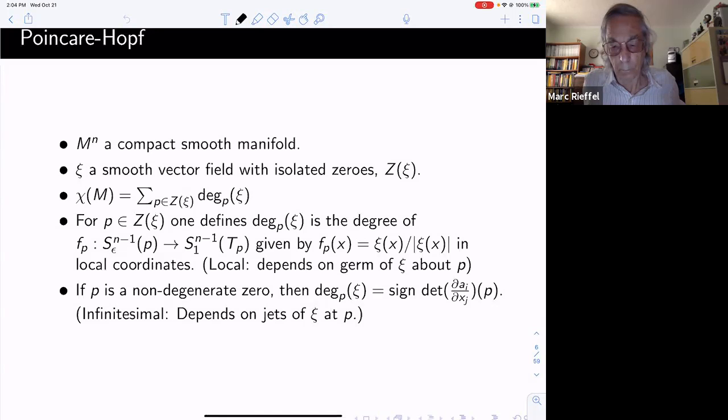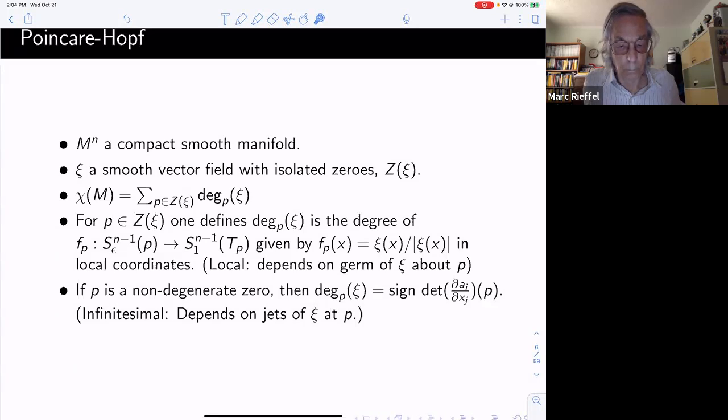Okay, but the reason I did this is I just want to point out that this formula, this definition of degree, is really local in the sense that it requires the entire germ of C about P. For example, you could have the vector field vanishing to infinite order at P. Nevertheless, this theorem is still true.